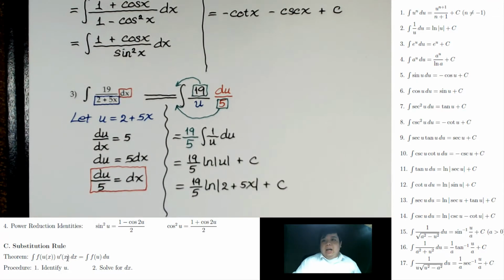Right. And so that's what we have. So this is a standard substitution problem. Right, moving on.